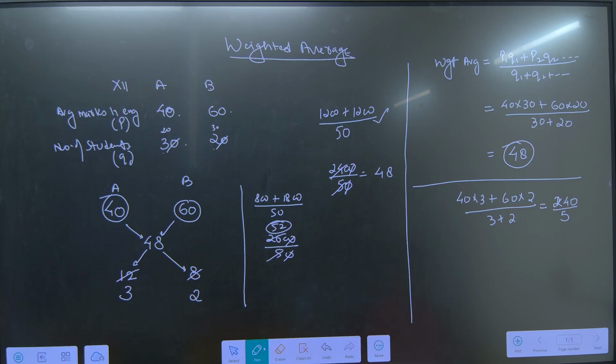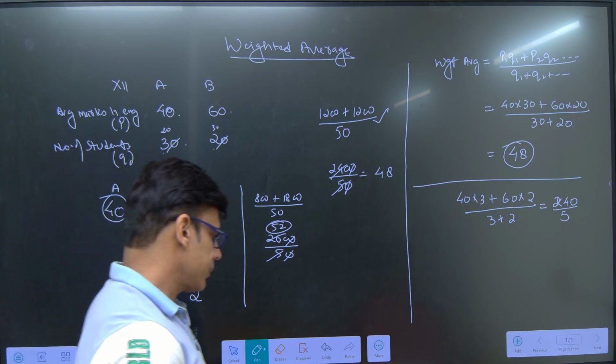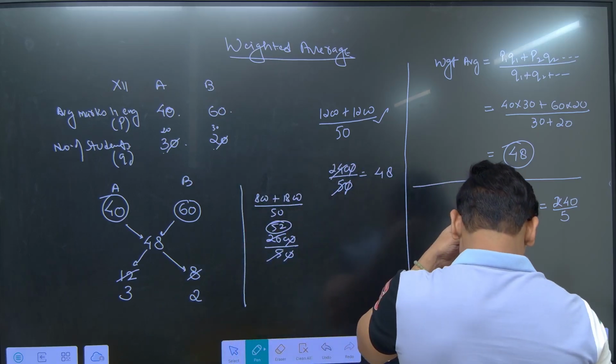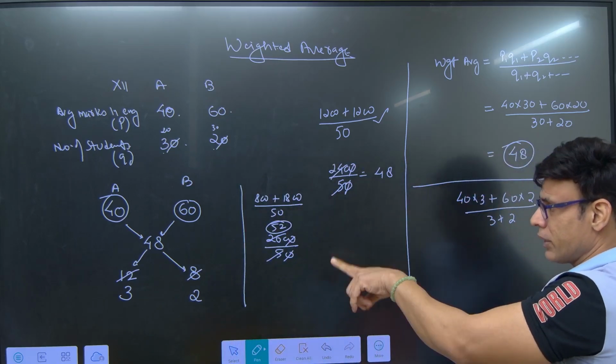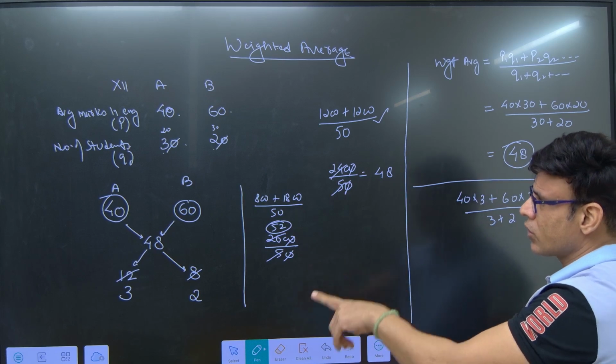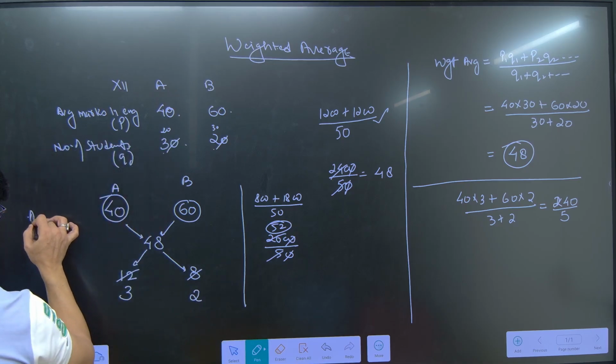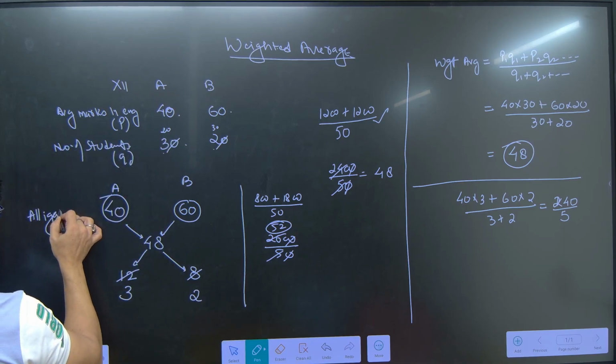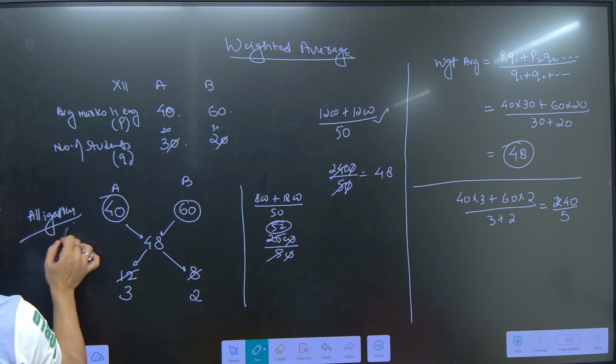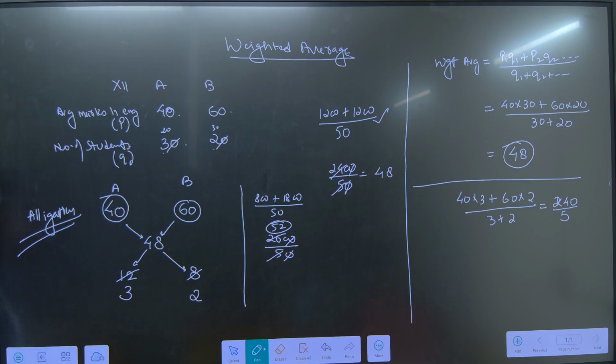A question with weighted average mixed with percentage they have asked, right? This part is also clear. This is called allegation. Mixture and allegation में भी आता है. तो मिक्सचर एंड एलिगेशन का एक पार्ट है.